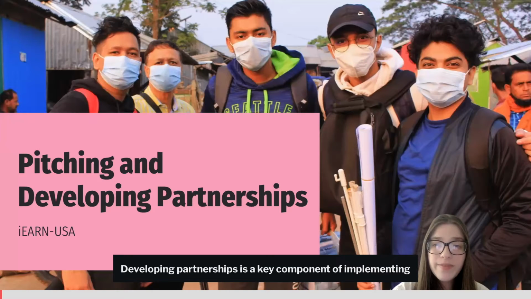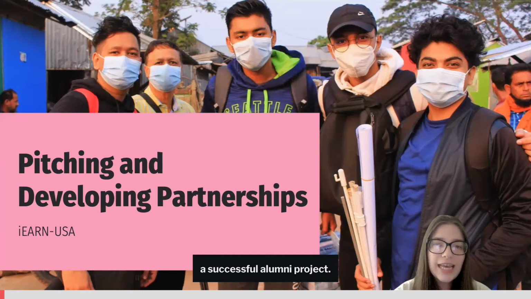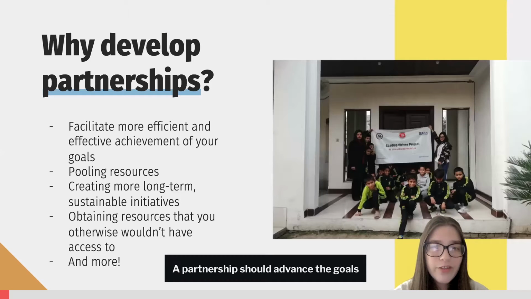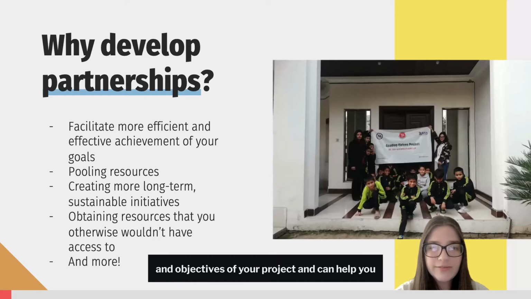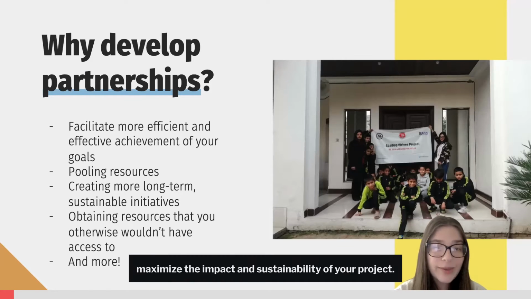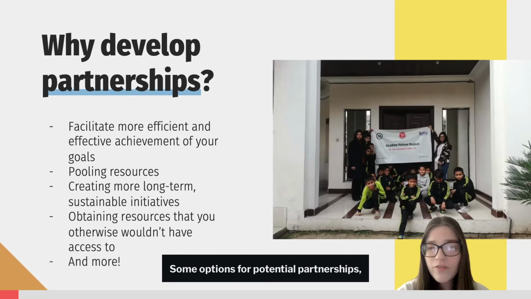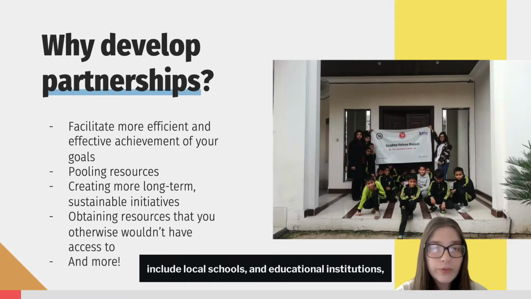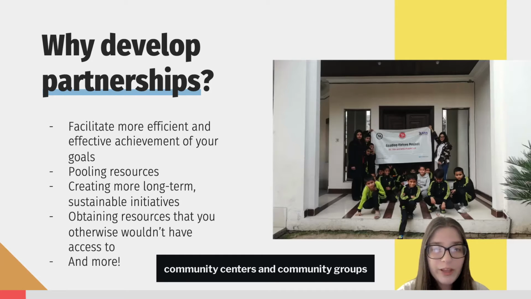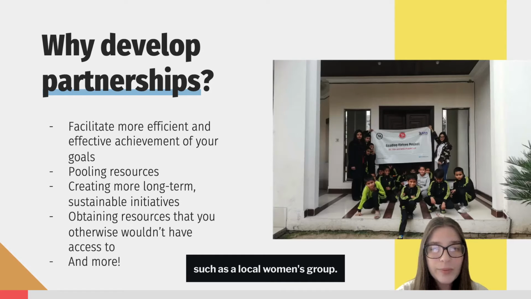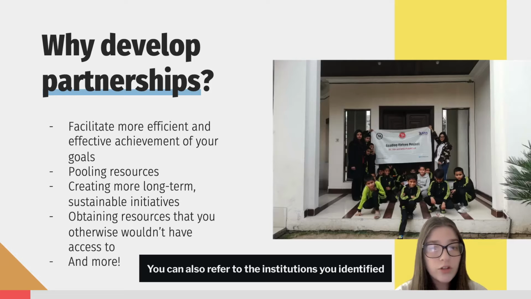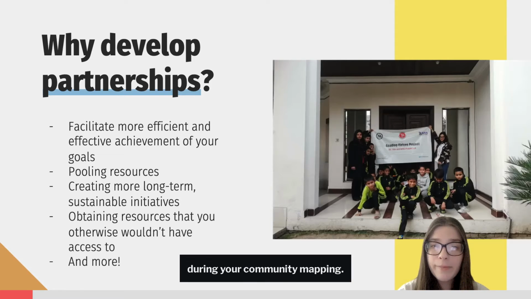Developing partnerships is a key component of implementing a successful alumni project. A partnership should advance the goals and objectives of your project and can help you maximize the impact and sustainability of your project. Some options for potential partnerships include local schools and educational institutions, community centers, and community groups, such as a local women's group. You can also refer to the institutions you identified during your community mapping.